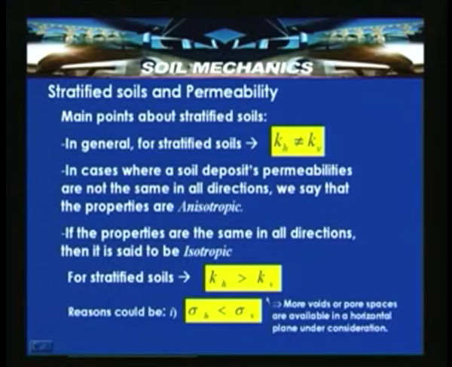As I said, because of the variation of the geostatic stresses, as sigma h is less than sigma v, we can say it is generally observed that KH is greater than KV. The reason can be attributed to, one, sigma h less than sigma v. The other, in a more detailed way, is that more voids or pore spaces are available in the horizontal plane for the flow to take place. Because of these reasons, we can explain the higher permeability in the horizontal direction than in the vertical direction.